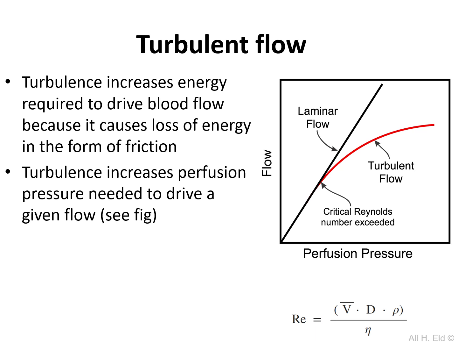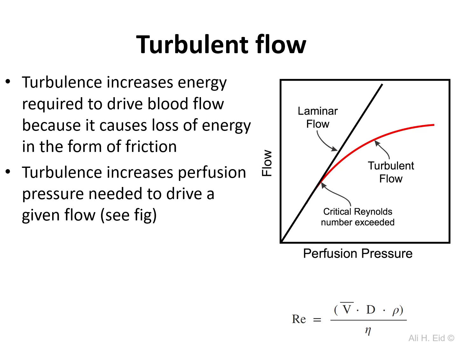If you look at the curve, the graph that we have, for a given perfusion pressure, as the pressure is increasing, the flow is going to increase. If the flow is laminar, you will see that as the pressure increases, the flow will continue to increase in a linear relation. However, there is a certain number or value beyond which a given vessel and a given flow within a vessel changes from laminar to turbulent flow.